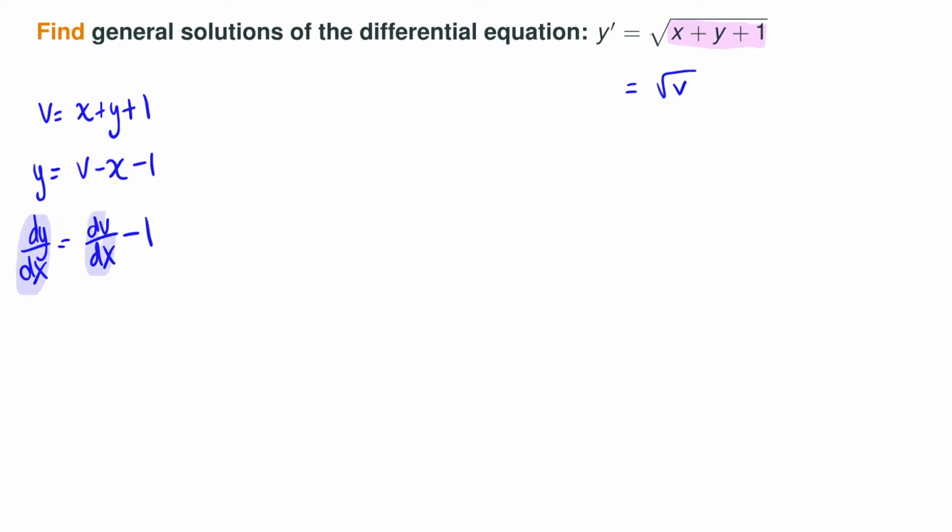Now this will take the place of our y prime, and we can rewrite the original expression as dv/dx minus 1 equals v to the 1/2 power. Add 1 to both sides.